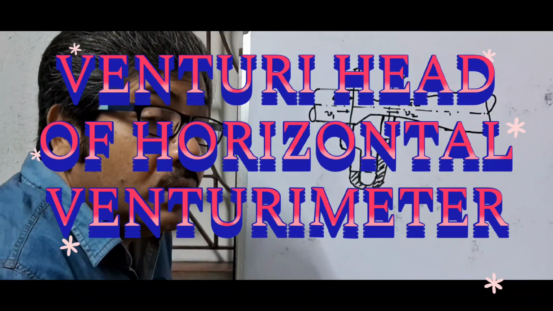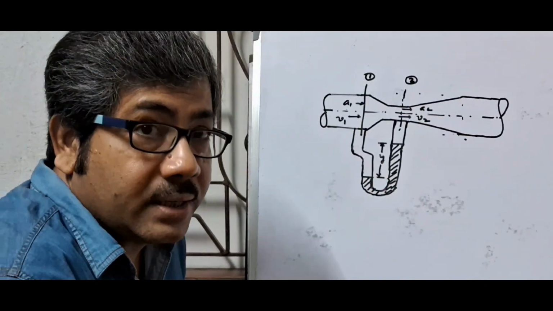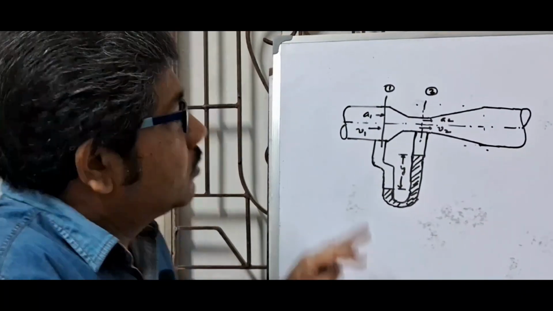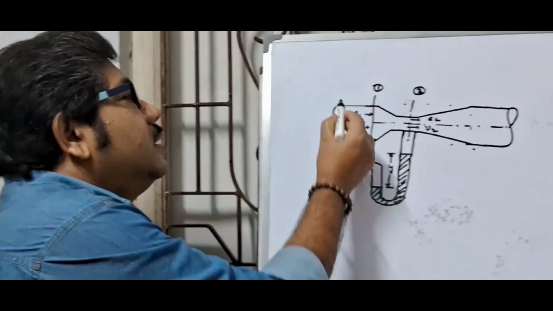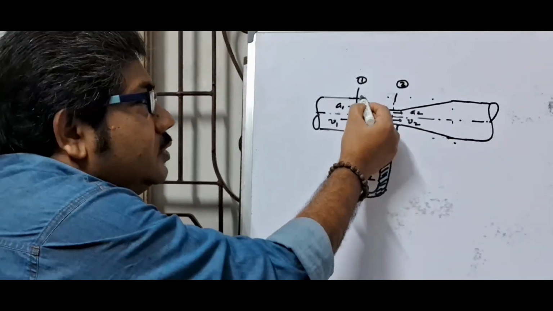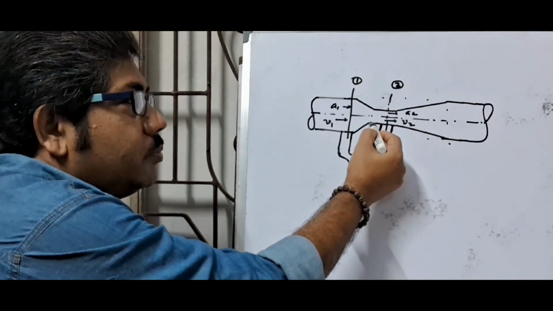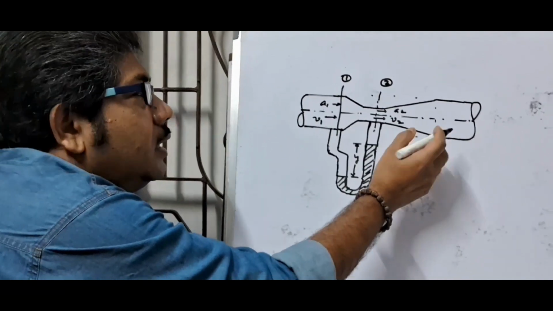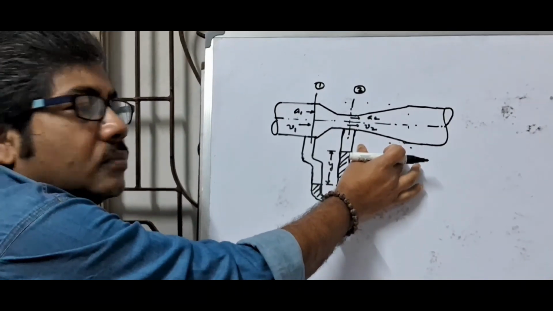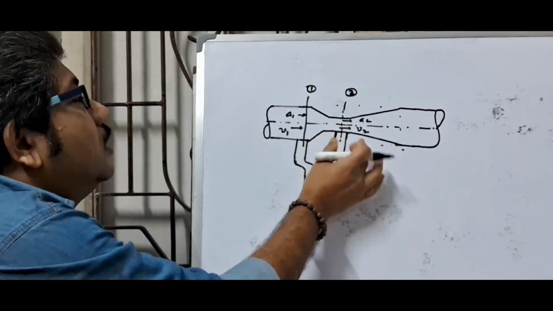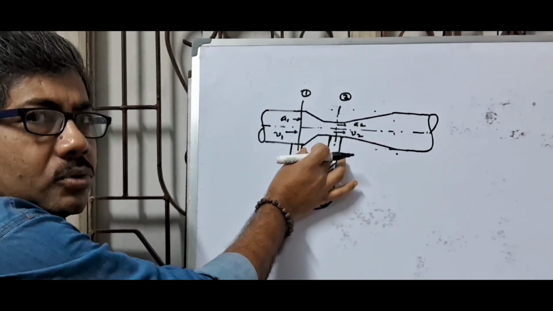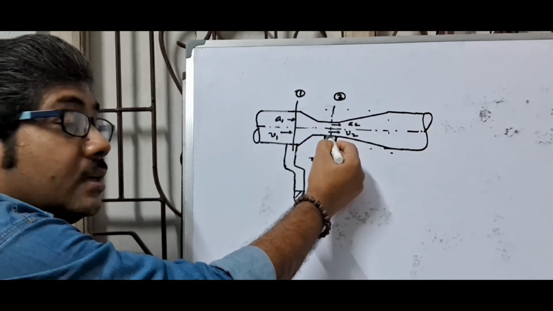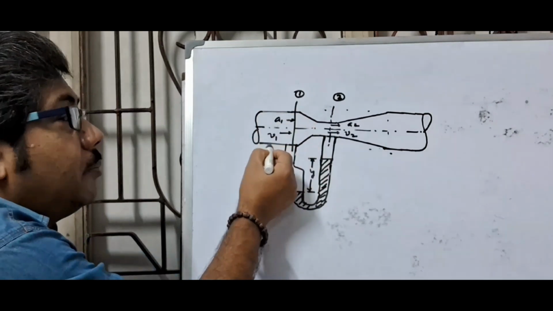Today we will calculate the value of Venturi head for Venturimeter. First of all, draw the figure of Venturimeter. Here, this is pipe. This is converging portion of Venturimeter. This is throat and this is diverging portion. You know that the length of diverging portion is longer than the length of converging portion. And the diameter of throat is generally kept half the diameter of the pipe.